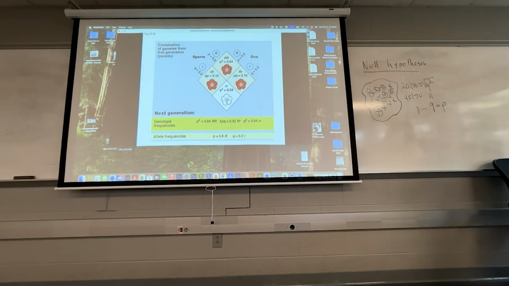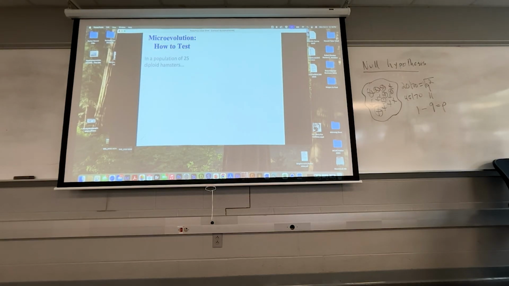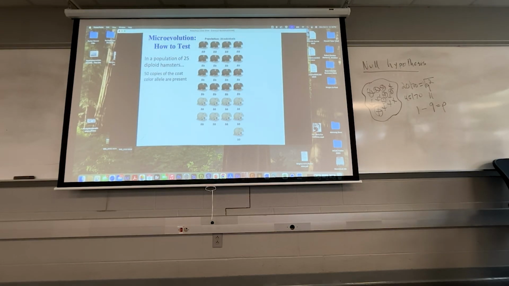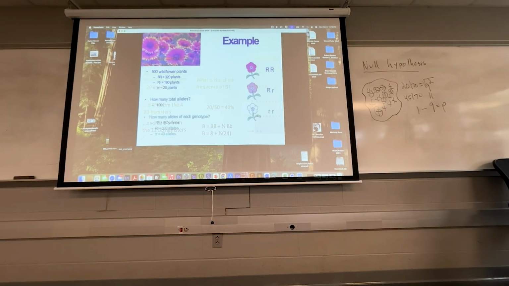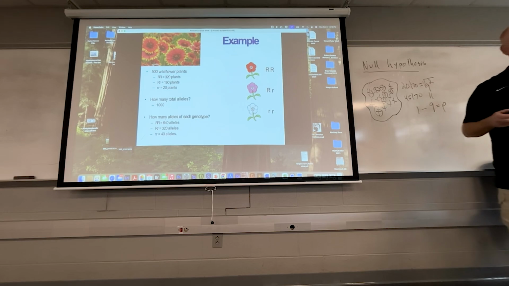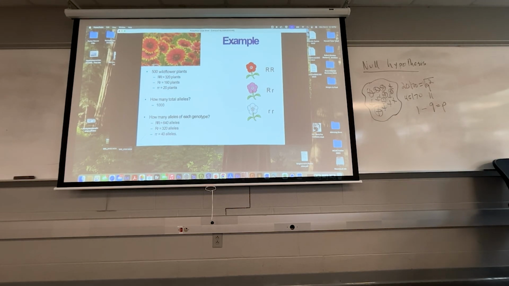So that's kind of how we would use it. We already did the hamster example, right? Showing you how we can count alleles. When you get to ecology with Dr. Sweets, you'll actually do some Hardy-Weinberg out in the ecological world. He loves Hardy-Weinberg, so as you'll see.